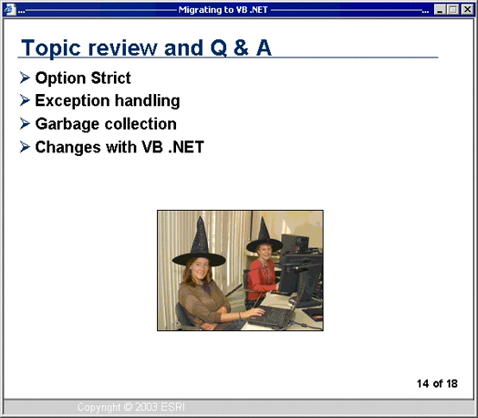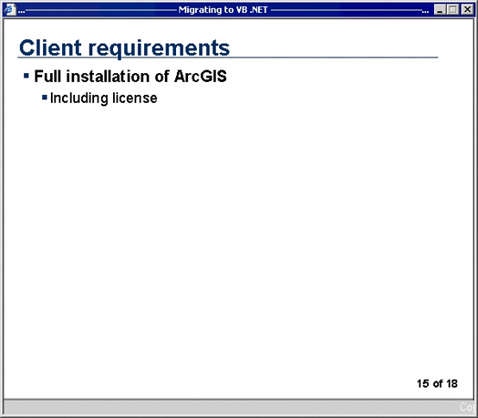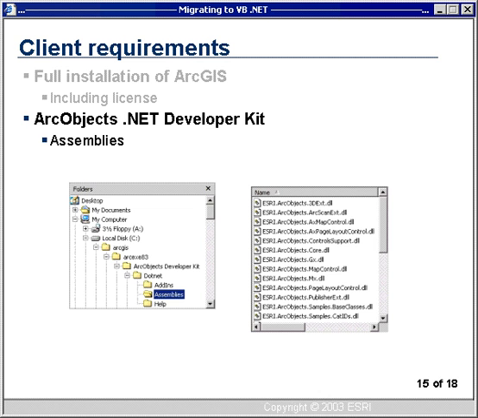All right, let's move on to the final topic for the day, and we'll highlight what you need to know for deploying your ArcObjects Visual Basic .NET application to client machines. Every client machine that runs your application is going to need a full installation of ArcGIS, including the appropriate license functionality. And this second bullet is interesting in light of one of the questions that Kelly just answered.